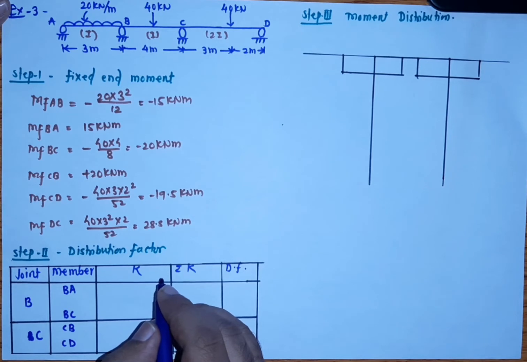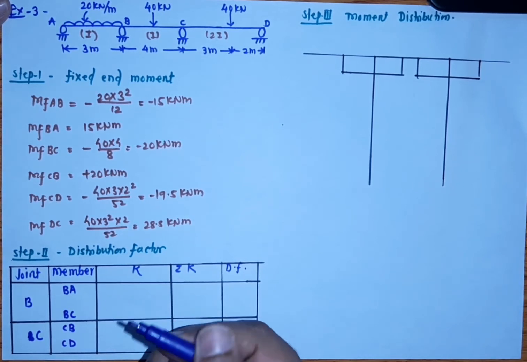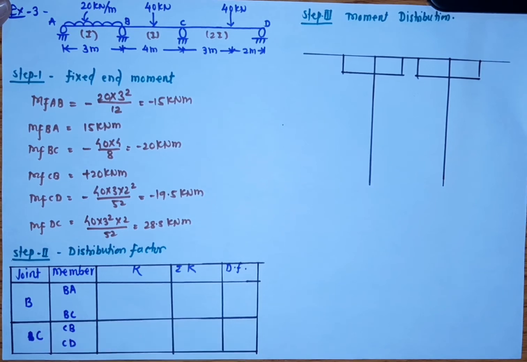Now we want to calculate a distribution factor. Stiffness. For the stiffness, we know that if the far support is fixed, it will be 4EI by L. And if the far support is hinge, it will be 3EI by L.